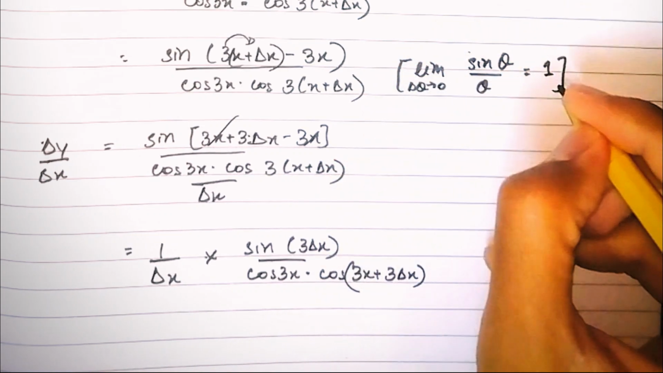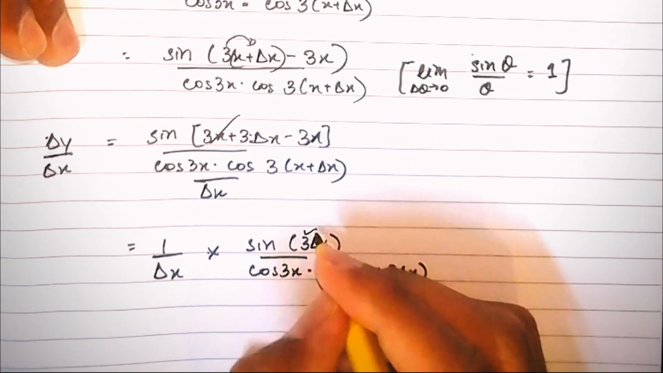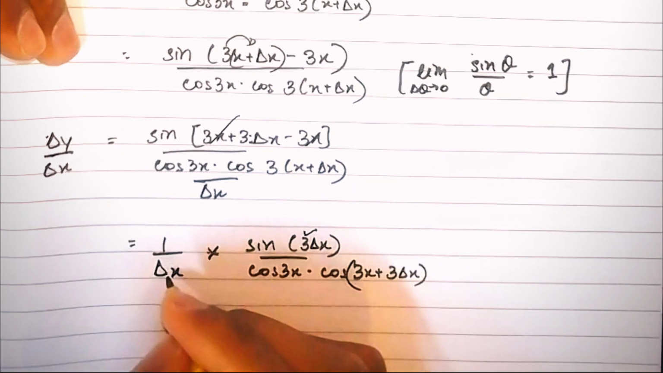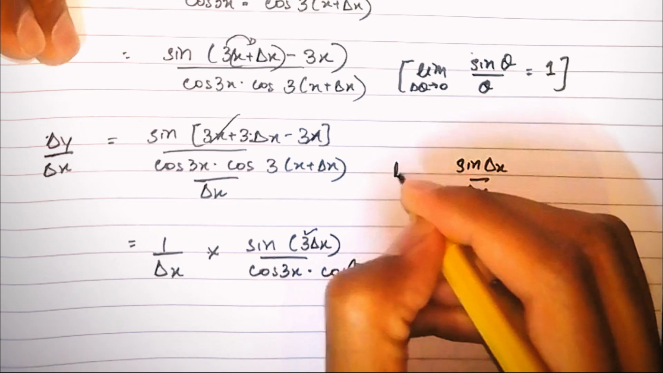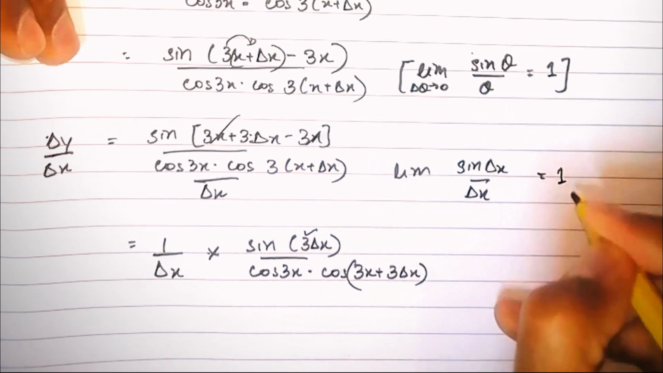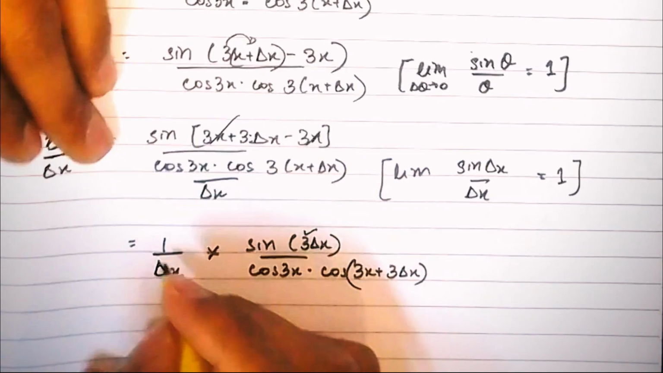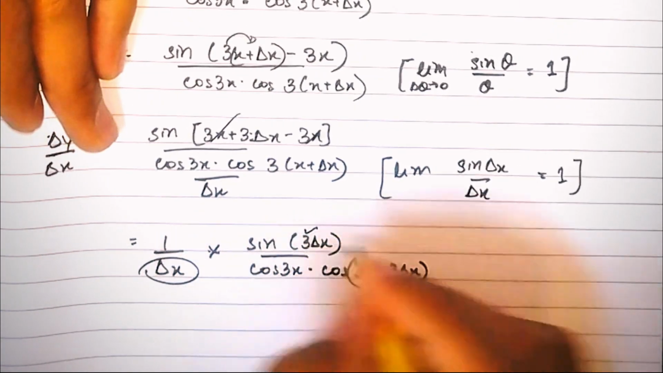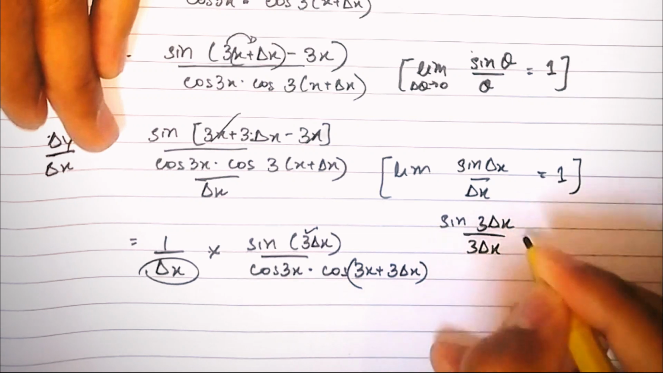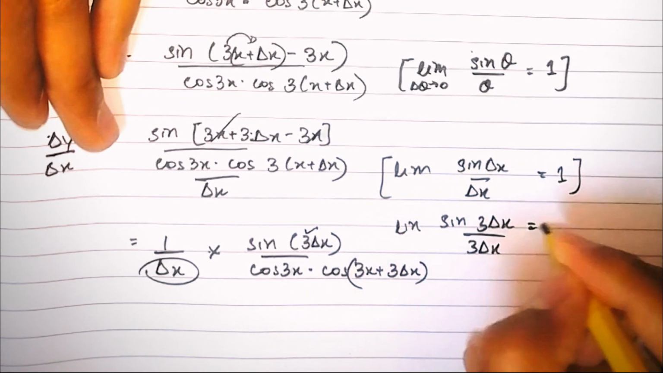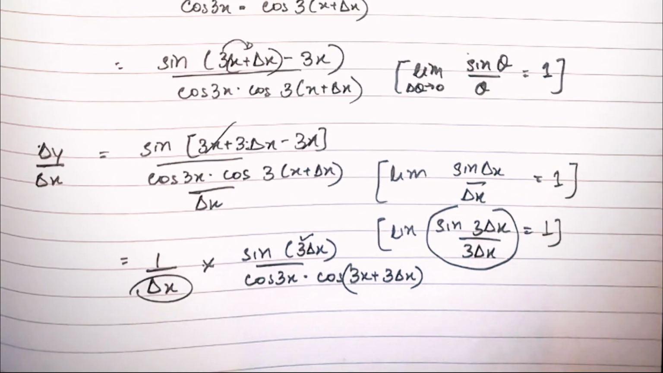Now over here I also want the same condition, but the problem is we have a 3 over here. If I would just separate this sine delta x and delta x, it would again be sine delta x divided by delta x, which I can apply the limit to and it would again be equal to 1. But the problem is over here we have 3, so I have to introduce a 3 so that it actually becomes sine 3 delta x divided by 3 delta x, so that I can apply the limit and then it would be equal to 1.